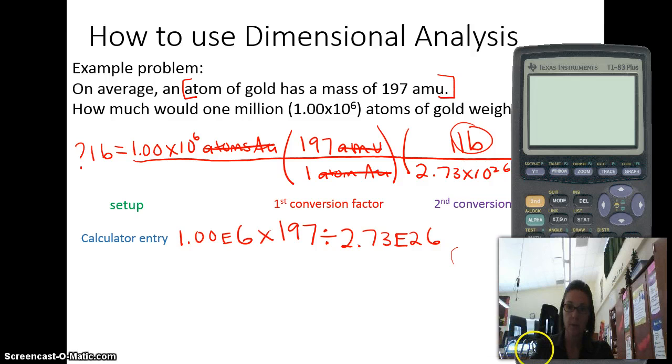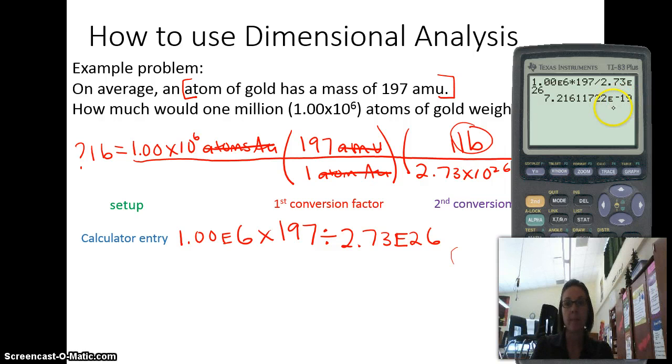So we need to turn the calculator on. And it would be 1.00. On this one I have to hit second and the comma to make the E show up, and then the 6, multiply by 197, and then divide by 2.73, second, and hit that EE button again, 26. I hit enter, and I get a whole bunch of calculator garbage, and then an E negative 19.